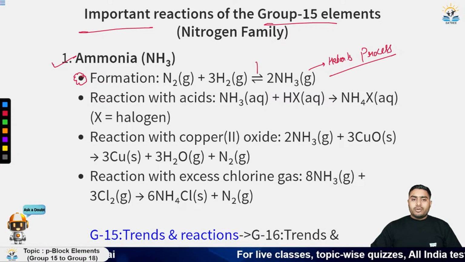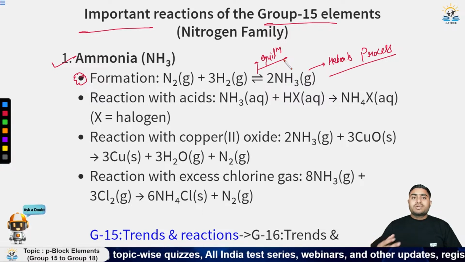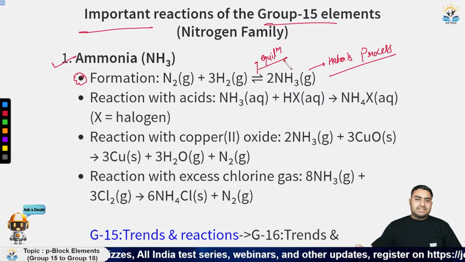This is the sign of equilibrium. N2 gas plus 3H2 gas gives ammonia, which is 2NH3, right?